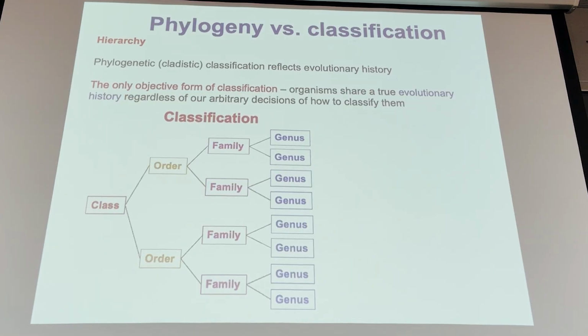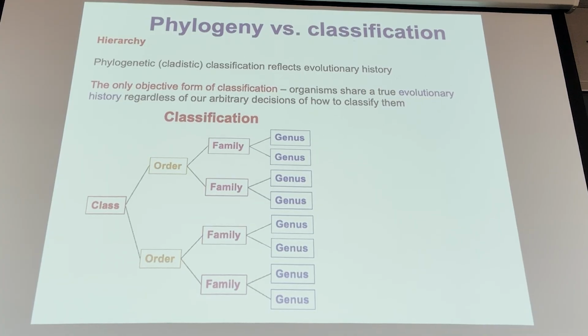So here's what classification looks like, right? If you could trace it back, the role is to group organisms based on similar characteristics. So you have all these genera. They fit into 4 different families, into 2 different orders, and 1 class, right?